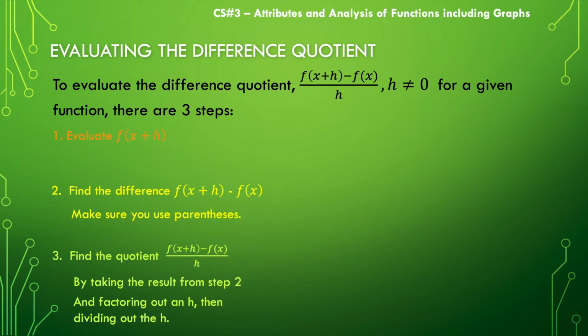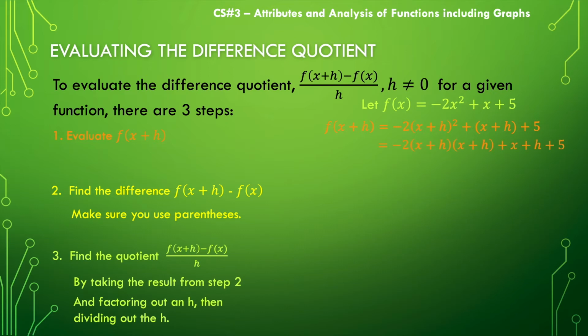So let's walk through this with an example. Here is an example. f of x is equal to negative 2x squared plus x plus 5. So our first step is evaluating f of x plus h, which means for every x in this function, I'm going to replace it with x plus h. Okay, now I want to simplify this. The only thing that really needs to be simplified here is this x plus h being squared. So remember, that is x plus h times x plus h.